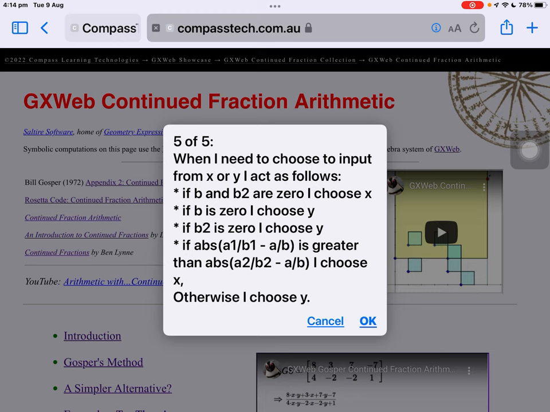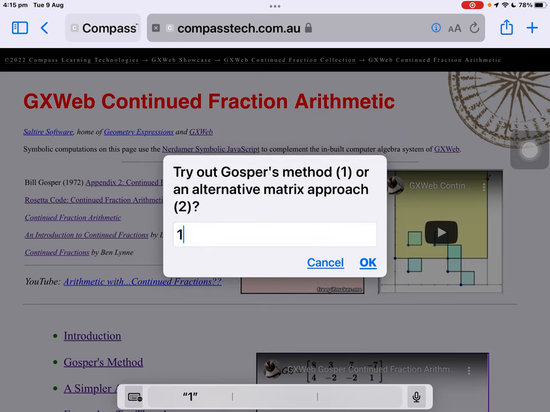When I need to choose to input from X or Y, I act as follows. If B and B2 are both zero, I choose an X term. If B is zero, I choose Y. If B2 is zero, I choose Y. And if the absolute value of the difference between A1 over B1 and A over B is greater than the absolute value of the difference between A2 over B2 and A over B, I choose an X, otherwise I choose Y. At this point, you might begin to understand why this method isn't more widely popular. But let's have a look at it in process.